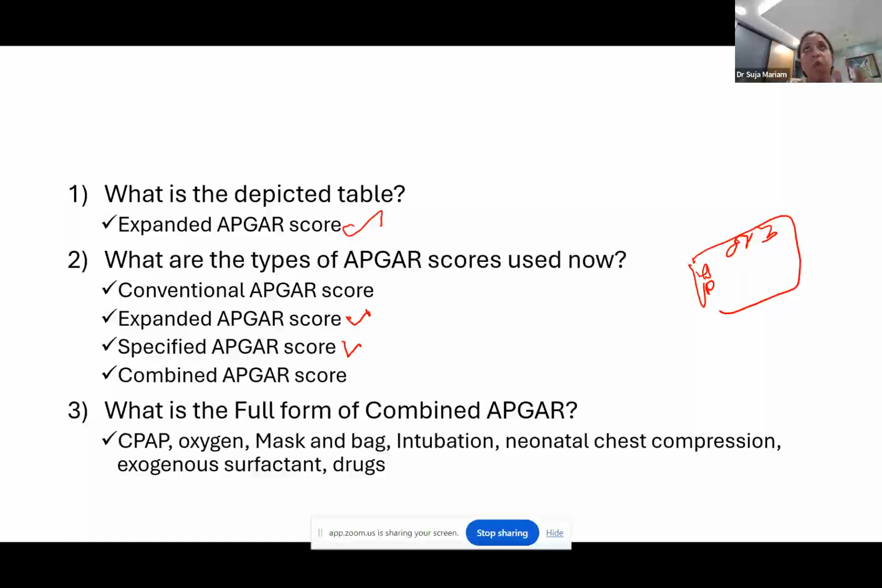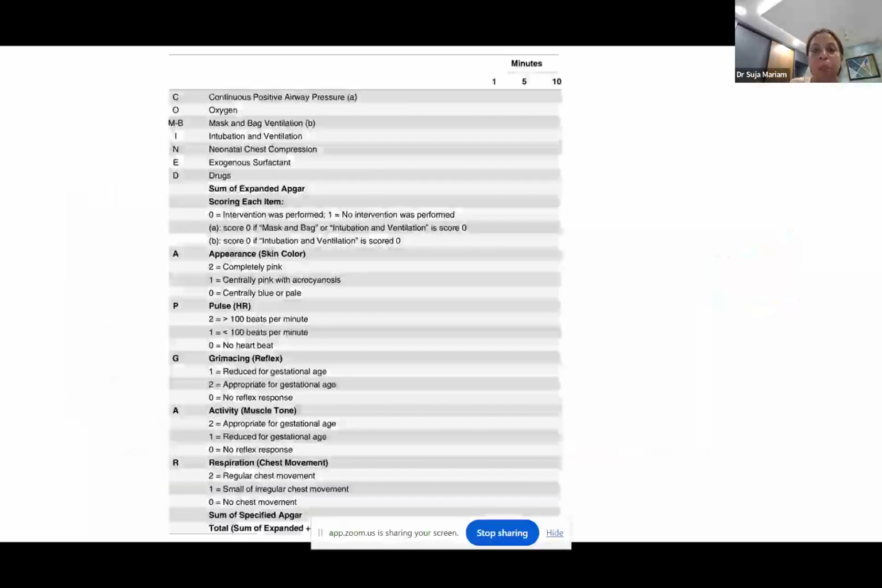Unlike conventional Apgar score, you don't stop your interventions. For example, in breathing, there is some chest rise, there is inadequate chest rise is what you document. So that is called a specified Apgar score. The combined Apgar score is actually scoring for the intervention. So in expanded, you just put a tick mark, but in combined Apgar score, you give a score also, for CPAP, oxygen, mask and bag ventilation, intubation, neonatal chest compressions, and exogenous surfactant and drugs which are used. So this is the combined Apgar scoring system.